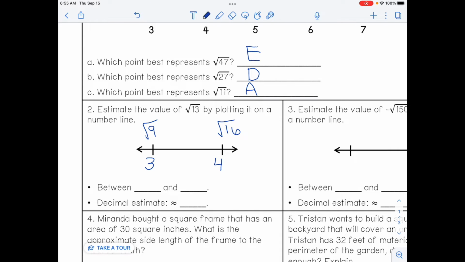Where does 13 fall? I can do some dash marks like I did above. 10, 11, 12, 13, 14, 15, 16. So I am on the 10, 11, 12, 13th dash. That means that I'm closer to the 16. So I could say I'm between 3 and 4. And if this was the middle, I'm more than 3.5. So we could say 3.6.